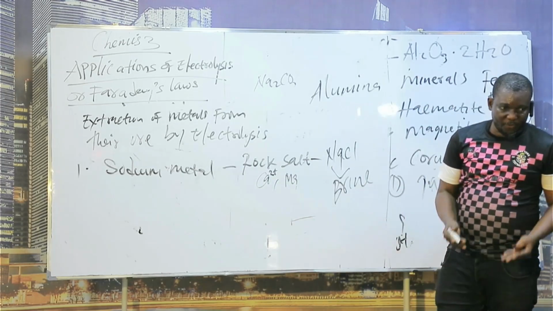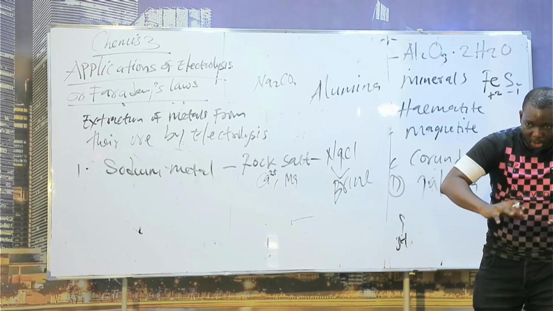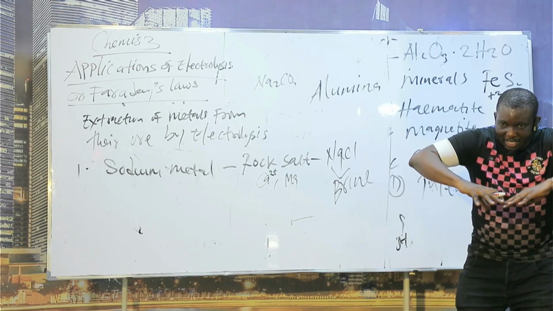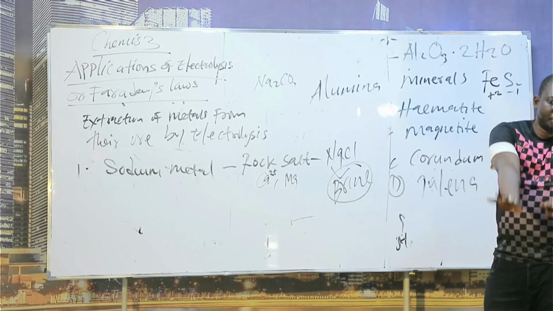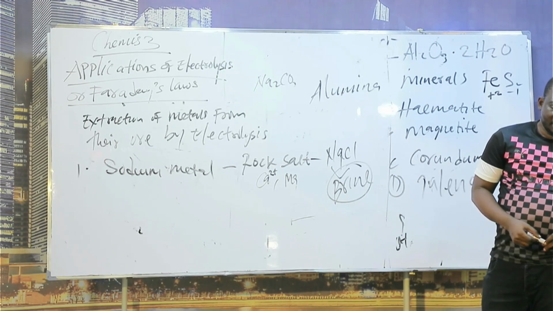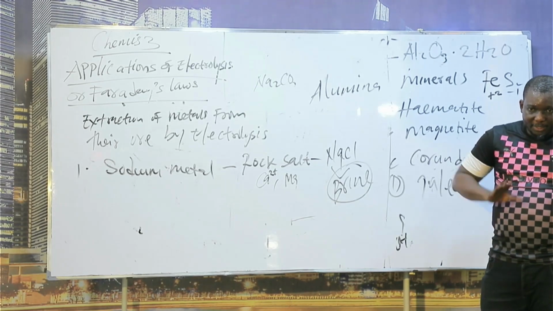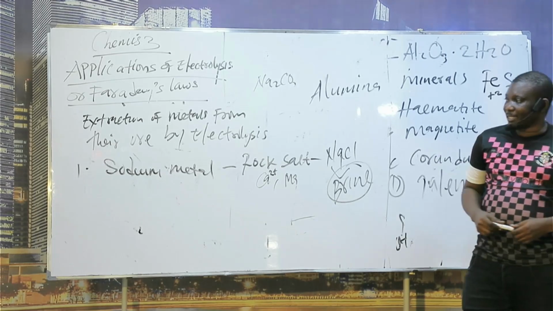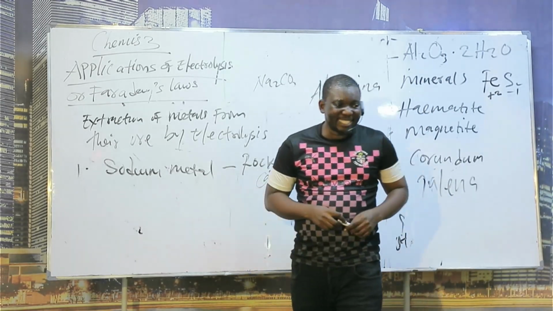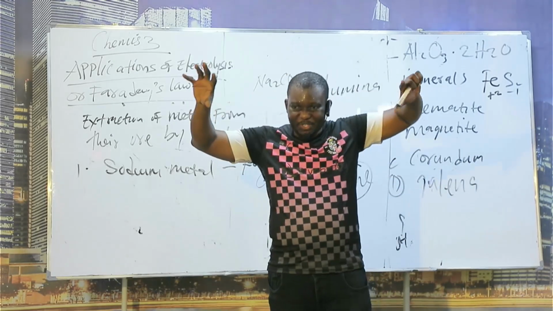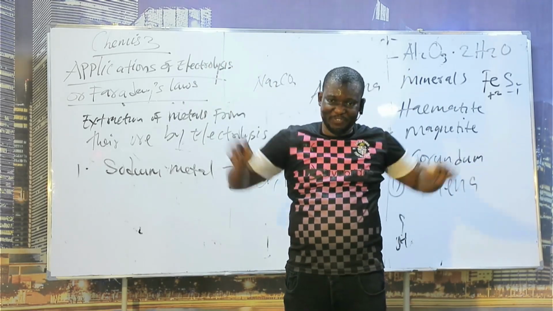But during the process of electrolysis, if I want to start the extraction of sodium, what I will use as electrolyte is what? Brine. I'll put brine in the Downs cell. And the reason why you extract sodium metal by electrolysis is because of what? Reactivity. They are very reactive.